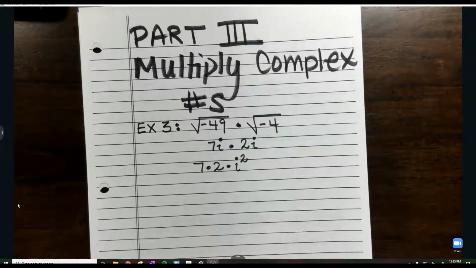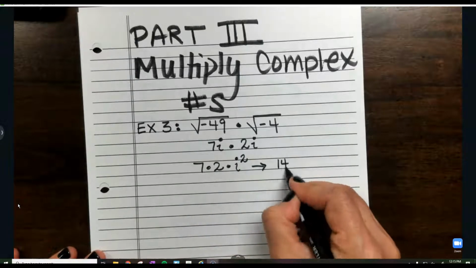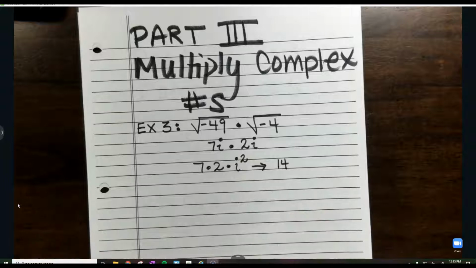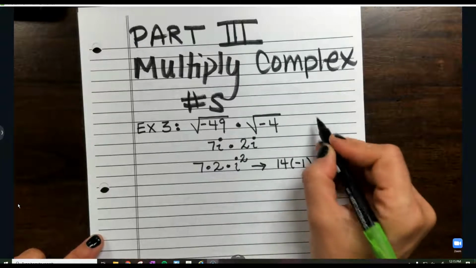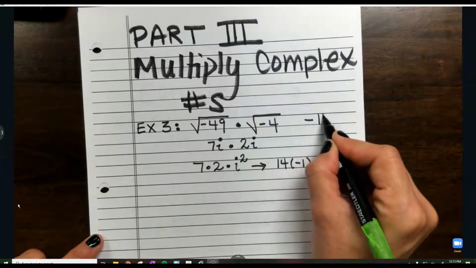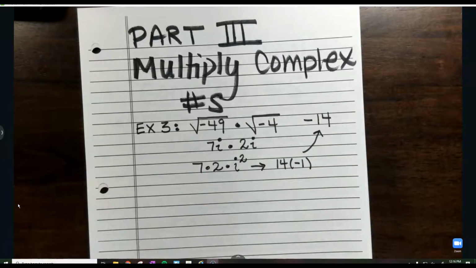So 7 times 2 is what? Okay, so 7 times 2 is 14. Y'all, what is i squared? Negative 1. It's a real number. So 14 times negative 1 gives us an answer of negative 14. That's what you box in.